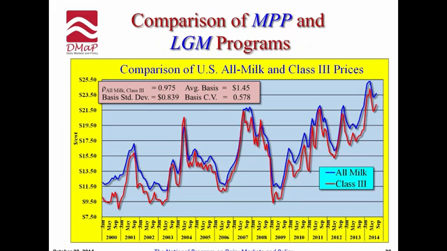I'm going to say low, but maybe mid to low coefficient of variation, which is the ratio of the standard deviation of the basis to the average basis. If you take that ratio, you're going to come out with 0.578. So again, relative to the average, the basis is going up less than proportionally.